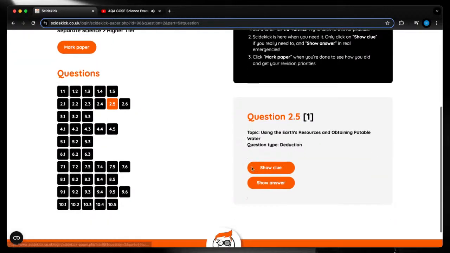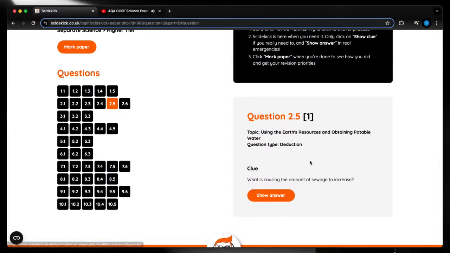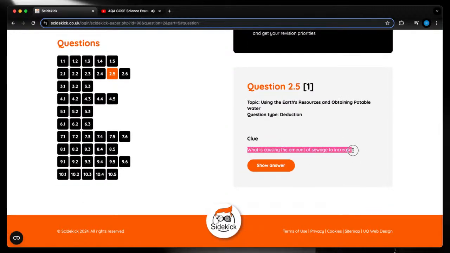Practical deduction. So in a deduction question, show the clue for that. What's causing the amount of sewage to increase? Now that doesn't make any sense on its own right now, but if you've got the paper sat in front of you, it's basically me asking you the same question in a slightly different way, and you're going, oh, is that what they mean? So you're learning how to answer these questions.